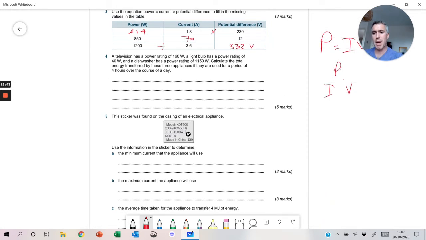A television has a power rating of 160 watts. A light bulb has a power rating of 40 watts. A dishwasher, 1,150 watts. Calculate the total energy transferred by these three appliances if they are used for a period of 4 hours over the course of a day. Okay, so we have to do power times time equals energy, and we do that for each individual one, and then add them all together.